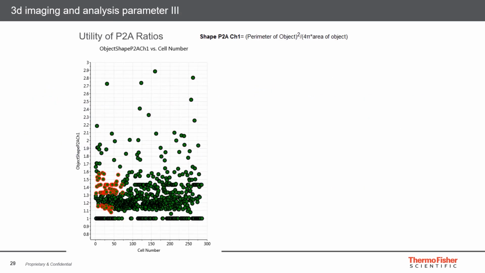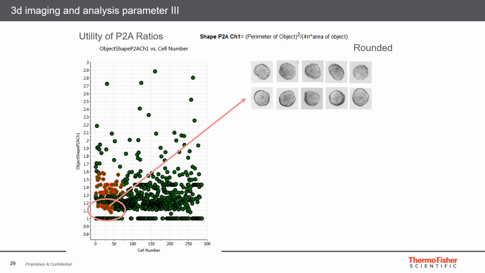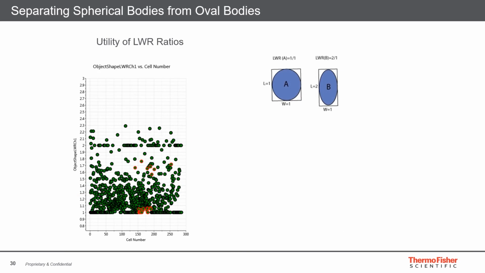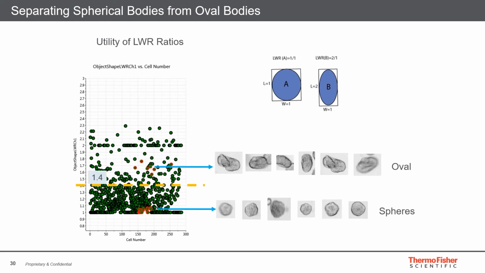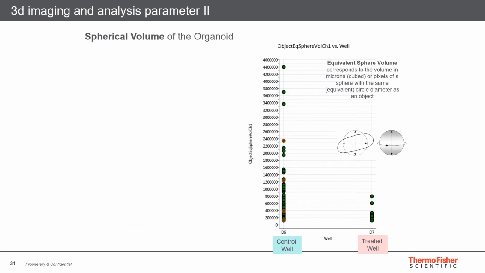This is the result of P2A. You can divide round and non-round shapes according to the P2A ratio. And this is the result of LWR. You can distinguish, for example, oval shapes and round spheres. As you can expect, this is the data of volume. You can check it at the spheroid or organoid level.